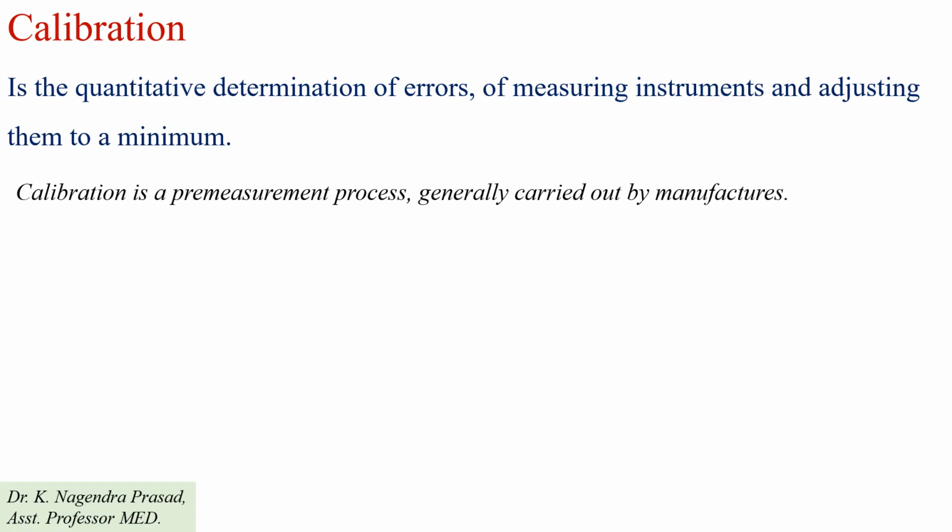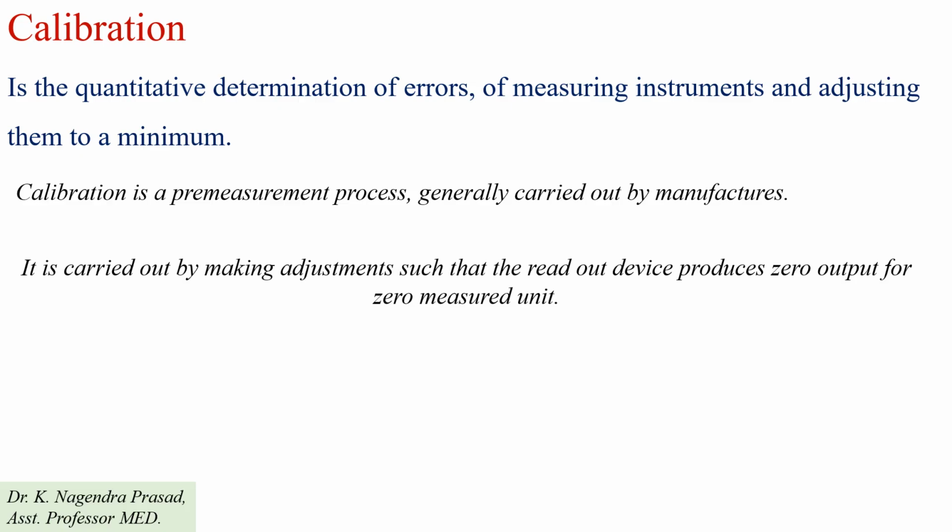So calibration is a pre-measurement process. In general, it is carried out by the manufacturers, and calibration is carried out by making adjustments such that the readout device produces zero output for zero measured unit.